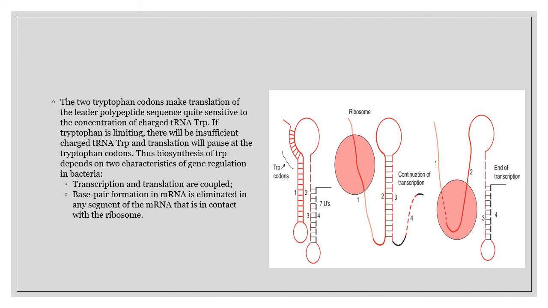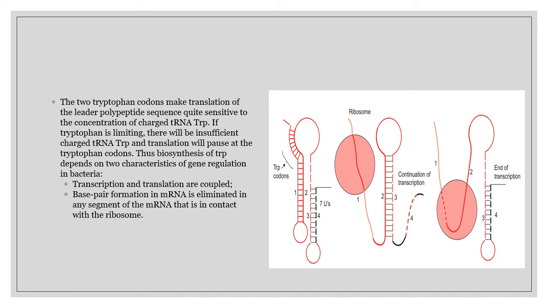The two tryptophan codons make the translation of the leader polypeptide sequence sensitive to the concentration of the charged tRNA TRP. If the tryptophan is limiting, there will be insufficient charged tRNA TRP and the translation will pause at the tryptophan codons. So the biosynthesis of TRP depends on two characteristics of gene regulation in the bacteria.